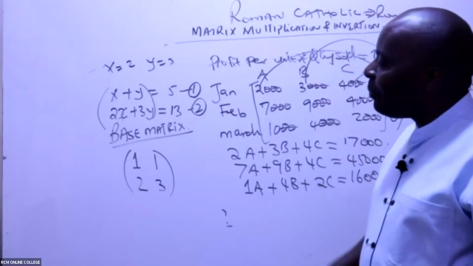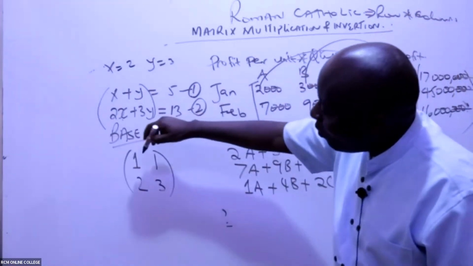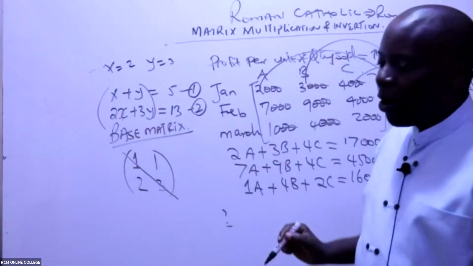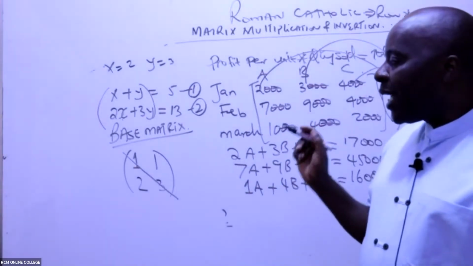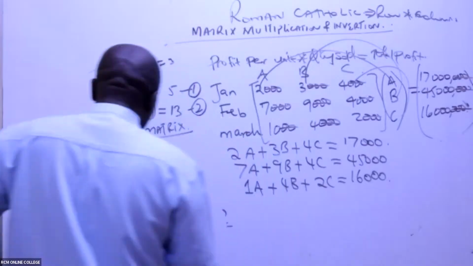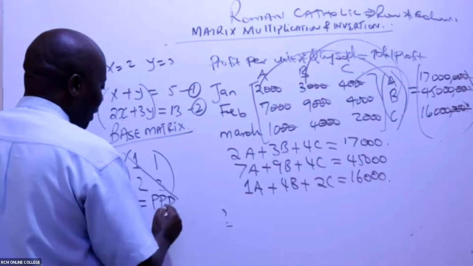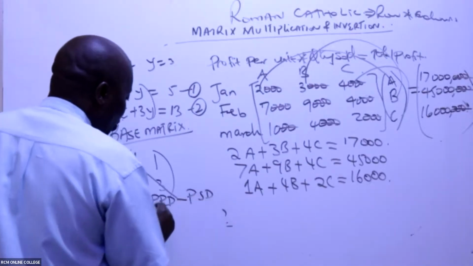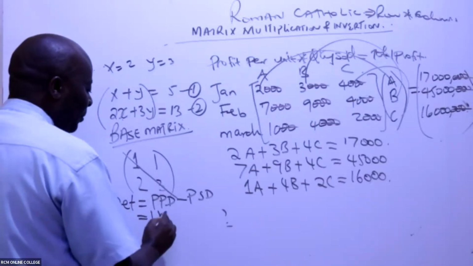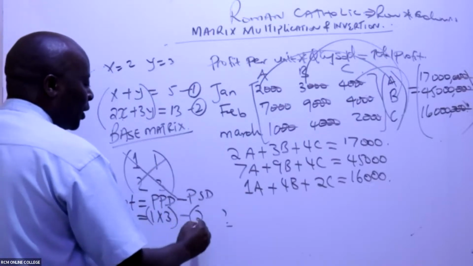So you take the product of the primary diagonal. The primary diagonal is normally the one that starts from the first element here. This is the primary diagonal. Remember, to get the determinant, we say it is PPD minus PSD, product of primary diagonal minus product of secondary diagonal. The primary diagonal is 1 times 3, minus the product of the secondary, 2 times 1.